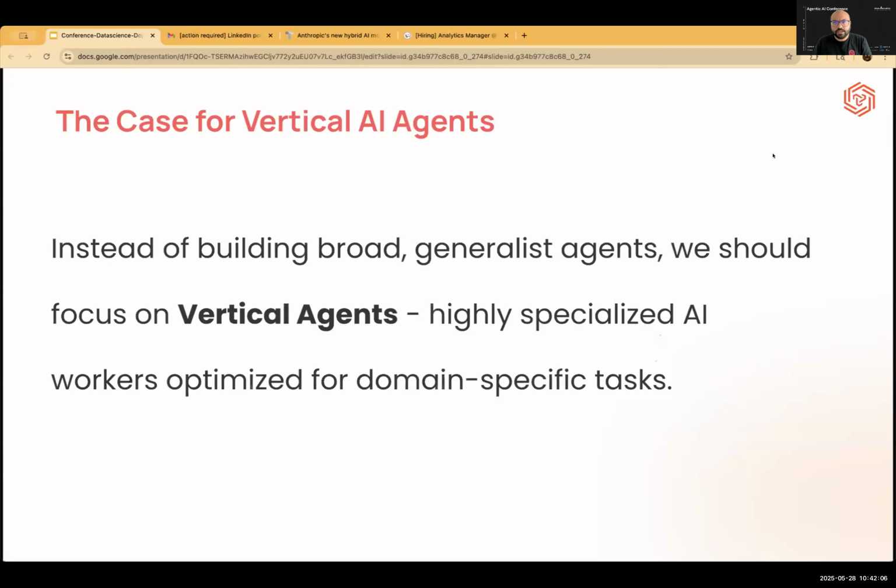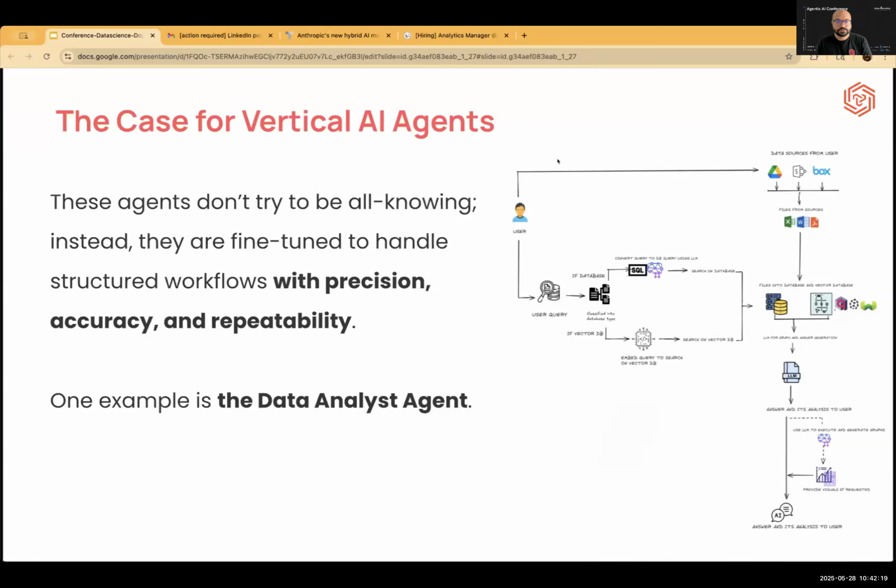All right, so I think we have 20 more minutes. Data Science Dojo team, we have 20 minutes left. Yes, 20 more minutes. Okay, so what I want to do is go a little fast through this.